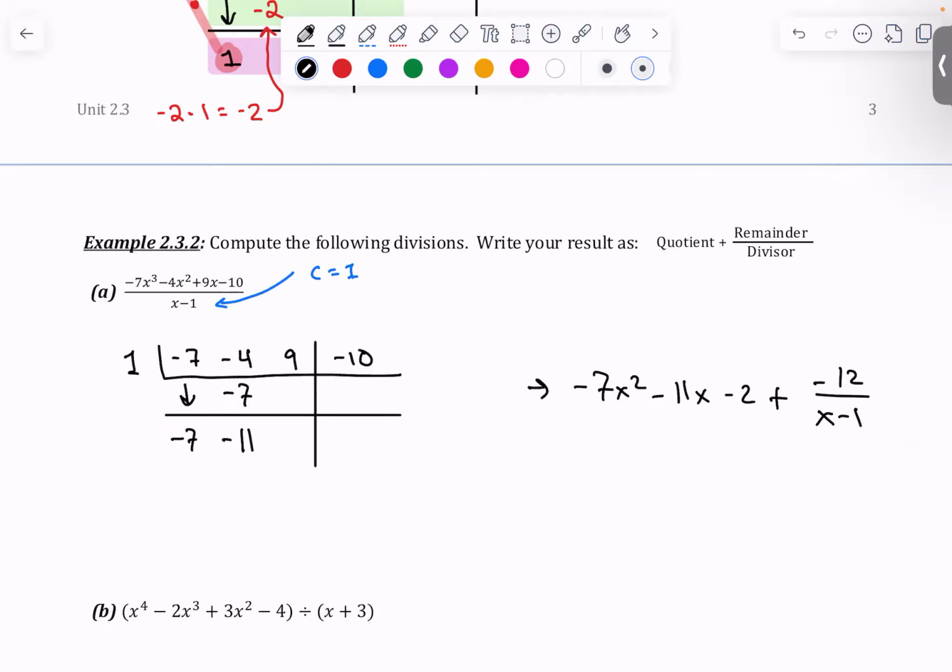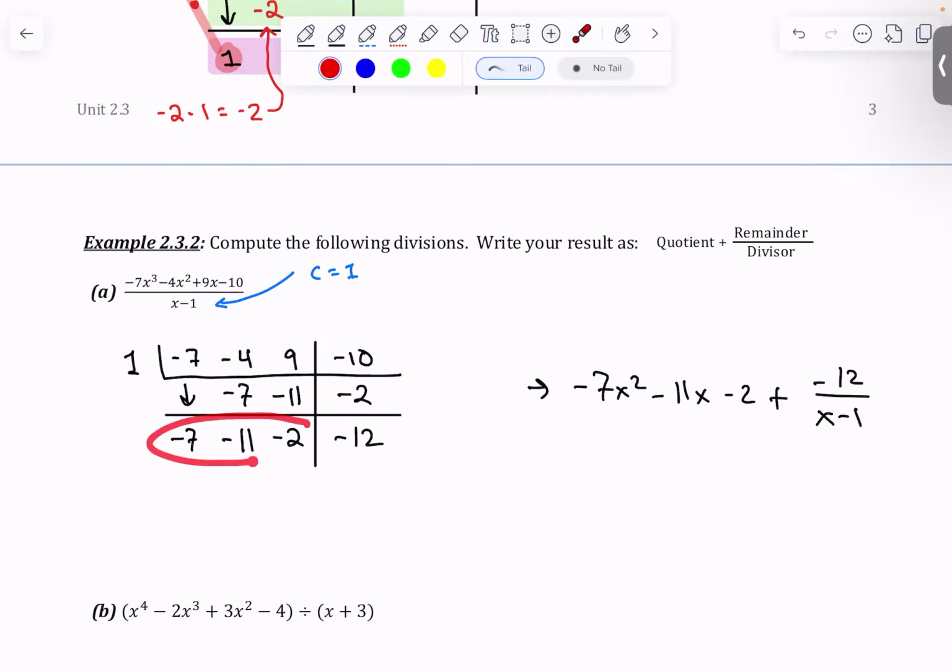Right? We multiply diagonally, add vertically with synthetic division. 1 times -11, that's -11. Then we add vertically. 9 plus -11 is -2. 1 times -2 is -2. Then add vertically. -10 plus -2 is -12.